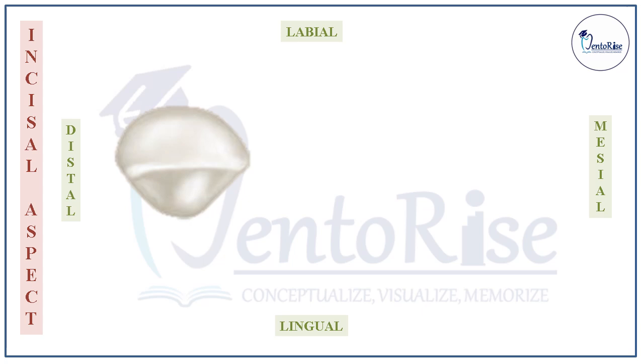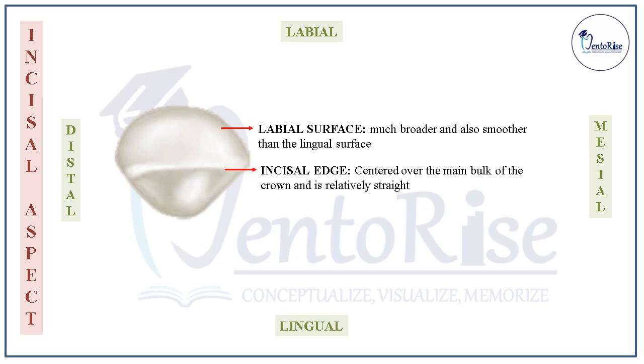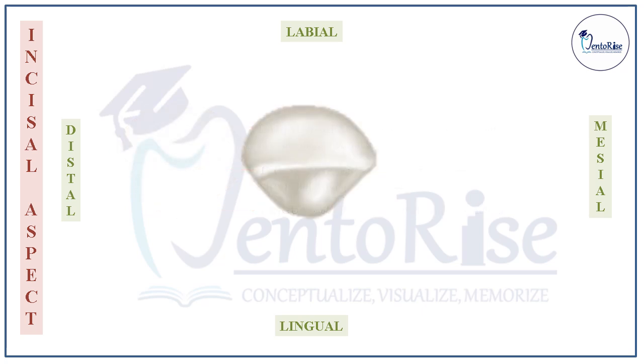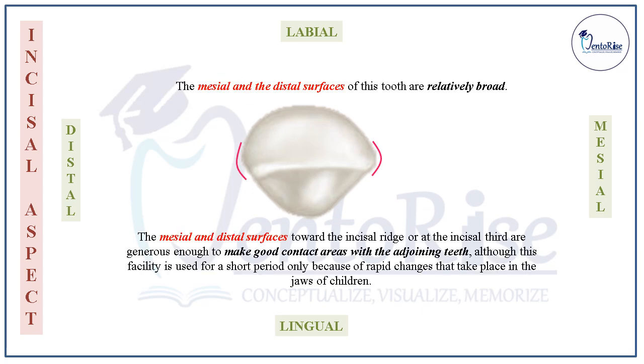Overall, from the incisal aspect, we can see a labial surface which is much broader and also smoother than that of the lingual surface. The incisal edge is centered over the main bulk of the crown and is relatively straight. The lingual surface tapers towards the cingulum. The mesial and the distal surfaces of this tooth are relatively broad to make good contact areas with the adjoining teeth. However, it is for a very short period of time.